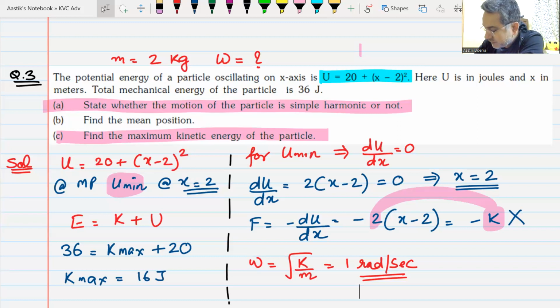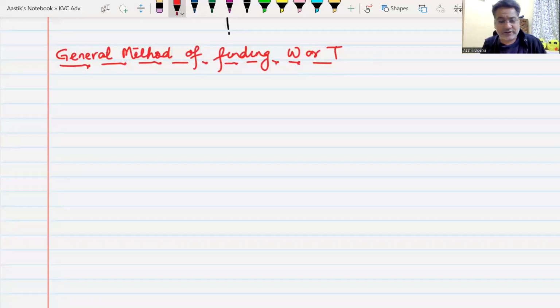The general method of finding omega and T. There are two methods to find out the omega or time period. One method is known as the force method. The other method is known as the energy method.